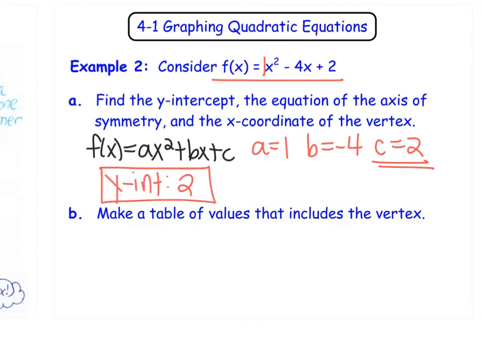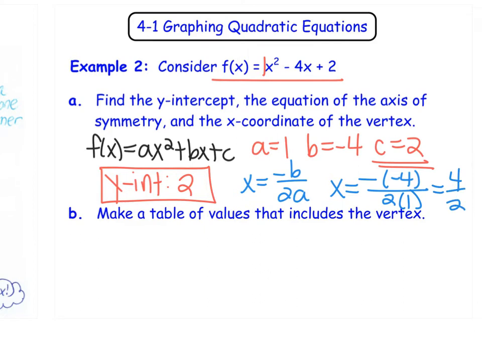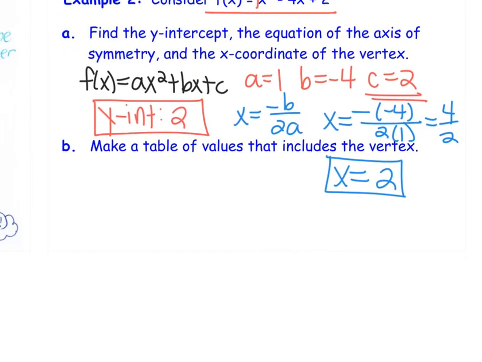And then to find the axis of symmetry and the x-coordinate of the vertex, those are the same exact thing, and we have a formula for that. So that's your negative b over 2a. So we're just going to plug in negative of our b, which is a negative number, so that's going to turn positive. So negative of -4 over 2 times our a, so 2 times our 1. And so you get +4 over +2, so your x-coordinate of the vertex is 2, and that is also your axis of symmetry.